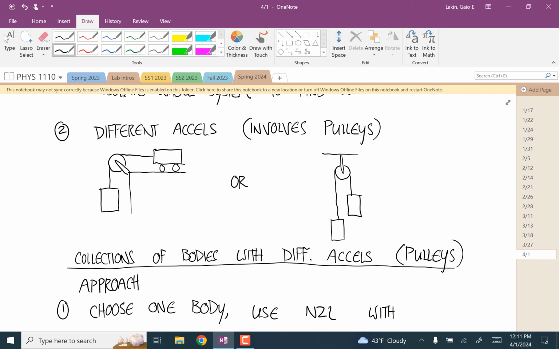Now, let's think about this one now. So I'll make this my first body. Again, the acceleration is going to be 0a. So if this goes an inch in the positive y direction, where does this one go?